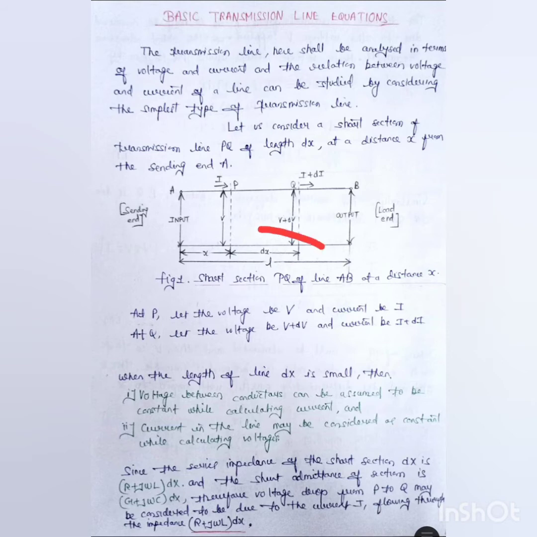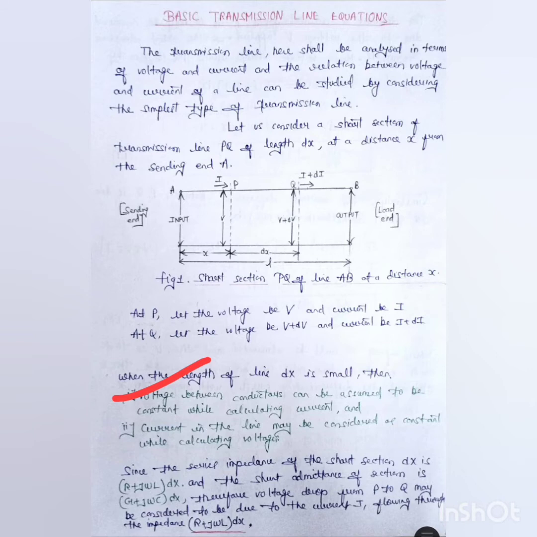As we know, the length of the short section of the wire is dx, which is very small. While calculating voltage, we should consider current as constant. So these two cases are very important while calculating the transmission line equation.